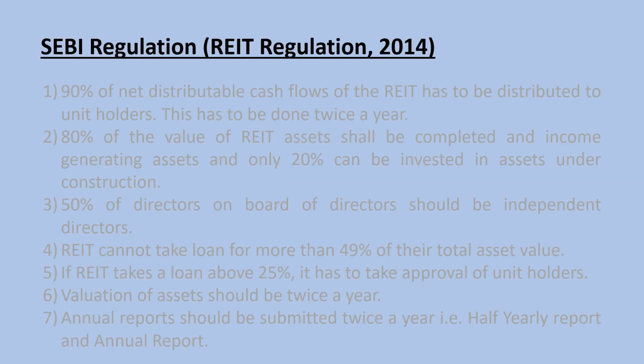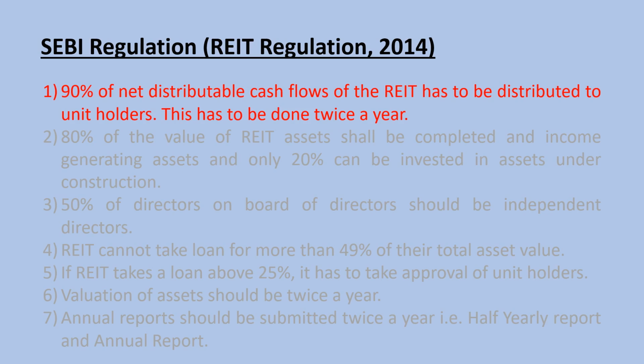Now let us see SEBI regulations which are important from the point of view of unit holders. 90% of the net distributable cash flow of the REIT has to be distributed to the unit holders. This has to be done twice in a year. Now in India we have 4 REITs which are listed, which distribute cash flows 4 times a year, that is once in a quarter.